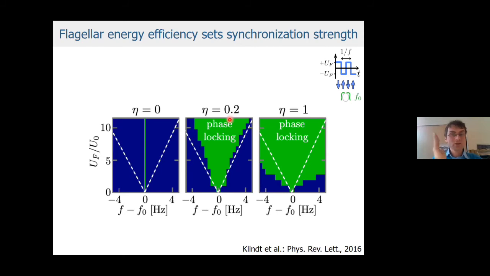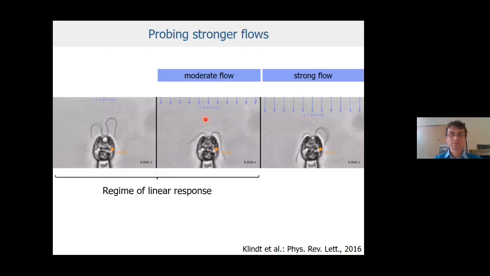And if instead we use this value of 0.2, this 20% that we previously obtained as a fit parameter from these independent experiments in the flow chamber, then we get reasonable agreement between the predicted synchronization region, the predicted phase locking region in green, and the experimental observation delineated by the white dashed line. And this shows that this internal dissipation, which is characterized by this energy efficiency parameter, is really important for the load response of cilia, and thus important for the synchronization of cilia by hydrodynamic interactions.